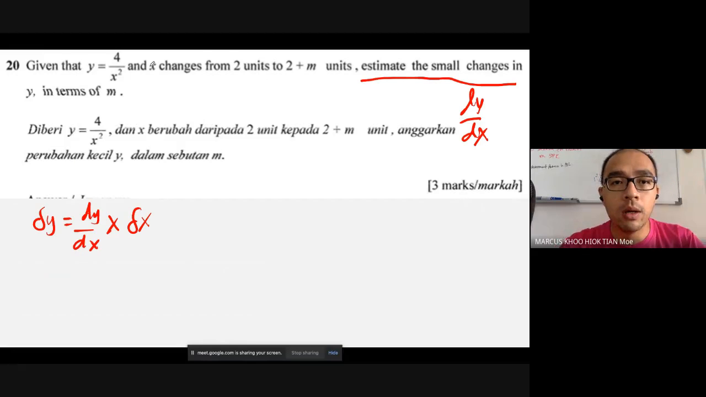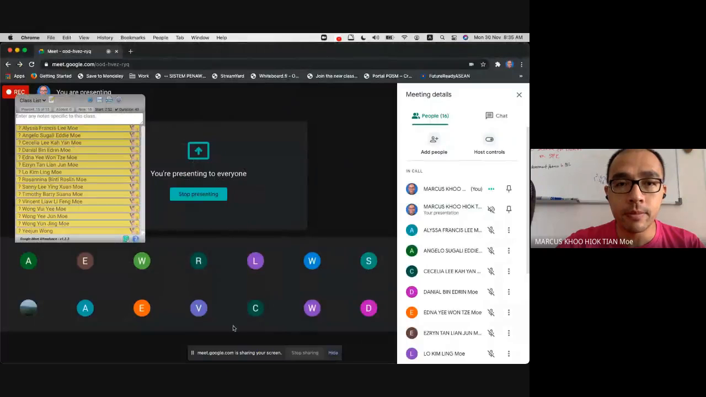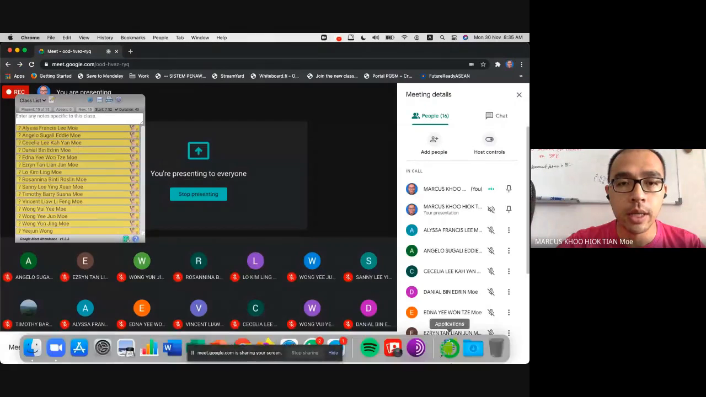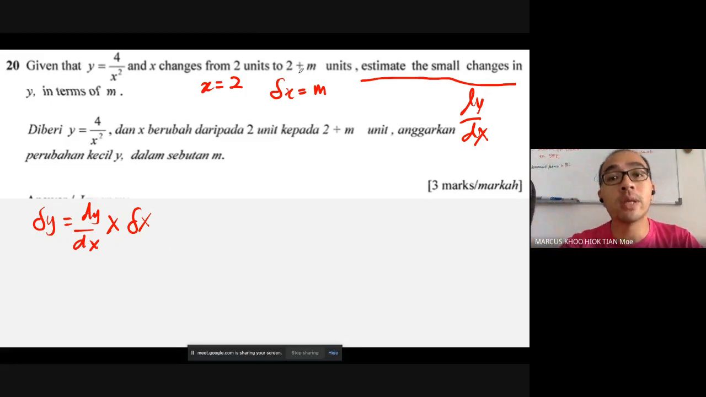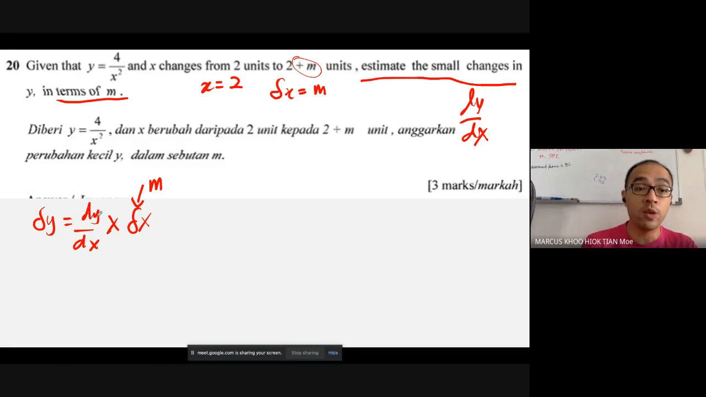So what is the important information over here? x changes from 2 units to 2 plus m. The important information over here is that x is 2. So this is x. And 2 plus m means that the small change in x is actually m. Dia berubah daripada 2 kepada 2 tambah m. So we add m. This tambah m is the small change. So here kita boleh gantikan huruf m. Don't worry, the question is in terms of m, so we don't have to worry. But we have to find the value of dy dx.